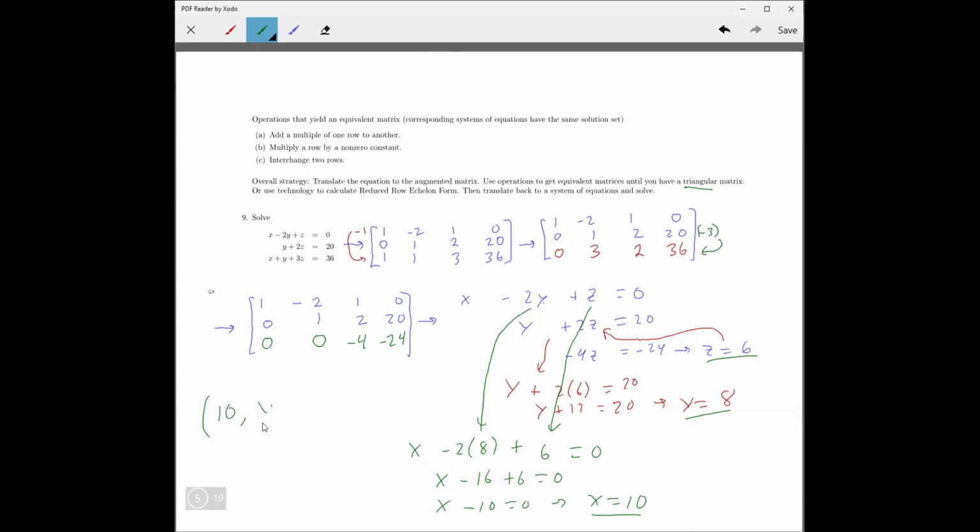We put the x first, then the y, which is 8, not just the letter y, but the number 8, and then 6. 10, 8, 6, and that would be the answer for number 9. Any concerns with this? Any questions? So that's the basic way to do it.